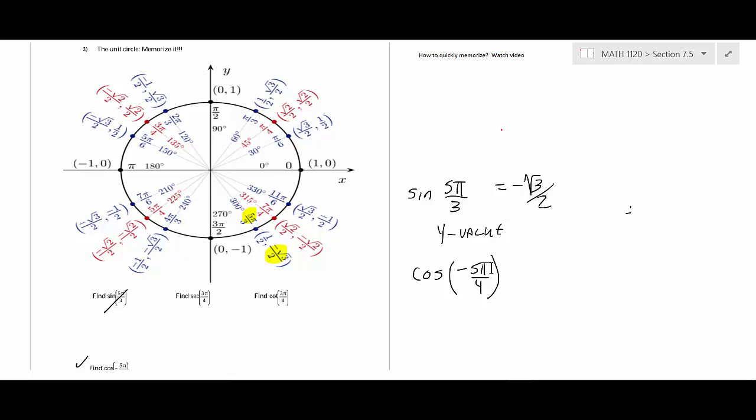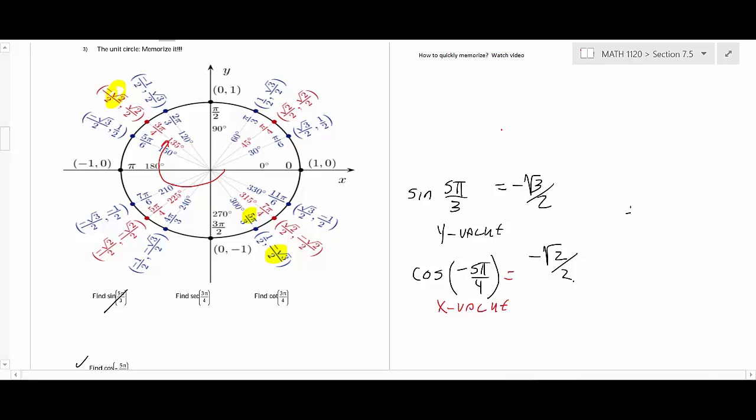You look for the x value, okay? So where you're going to end up on this problem is there. You're going to end up there. So it's the x value. So that means the answer to that problem is negative square root of 2 over 2. Okay, so there's nothing to finding a sine and cosine. You should be able to just boom, boom, like that.